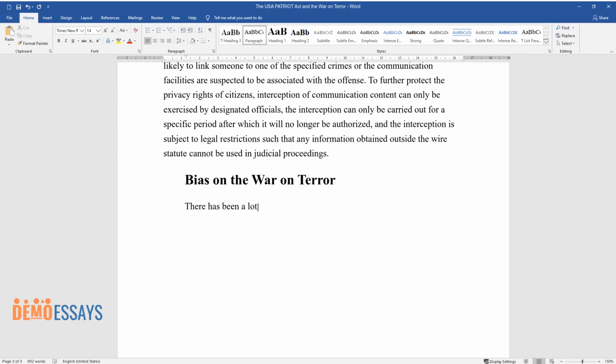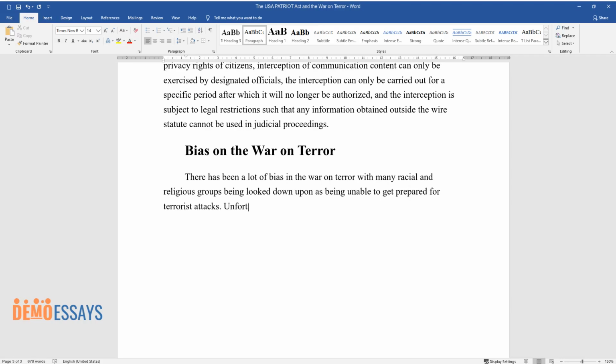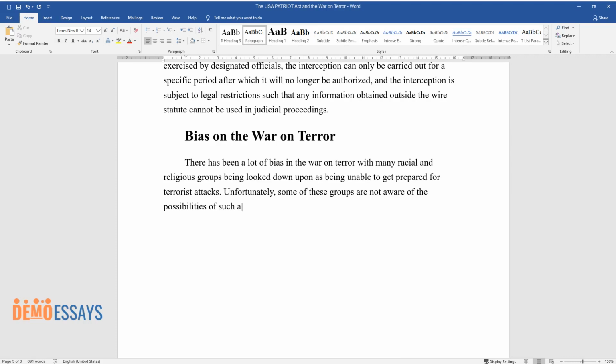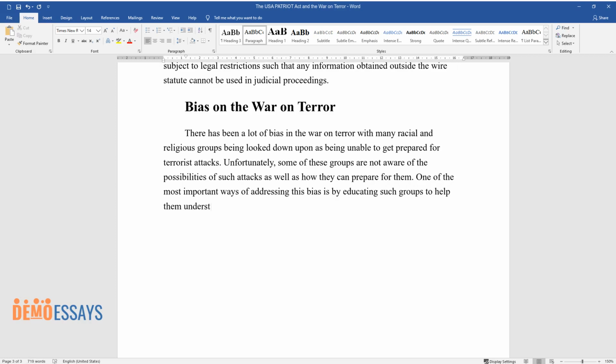There has been a lot of bias in the war on terror, with many racial and religious groups being looked down upon as being unable to get prepared for terrorist attacks. Unfortunately, some of these groups are not aware of the possibilities of such attacks as well as how they can prepare for them. One of the most important ways of addressing this bias is by educating such groups to help them understand the possibilities of threats and how they can be ready.